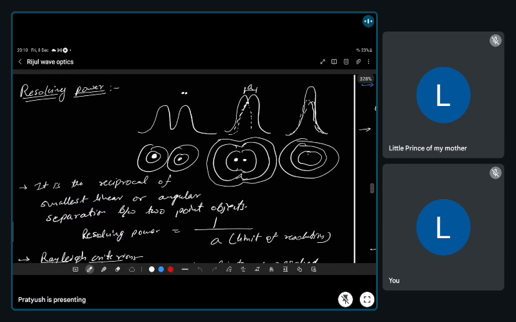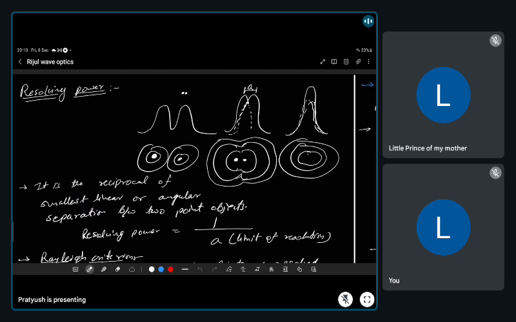So what is this resolving power? It is actually the ability of the eye to separate both of them. Separation means angular separation. So the smallest angular separation at which the two point objects are distinct, that is called resolving power.